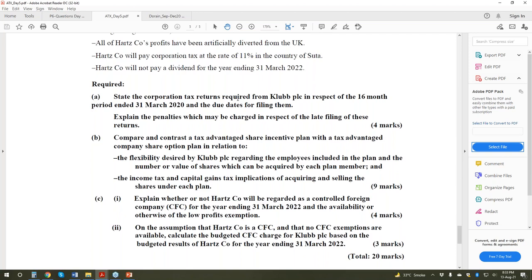Now, starting with the requirement: state the corporation tax returns required from CLOP PLC in respect of the 16-month period ended 31st March 2020 and the due dates for filing them. So guys, can anybody tell me, after the end of the accounting period, how many months a company has to submit their tax return? Can anybody tell me in the question section, please?